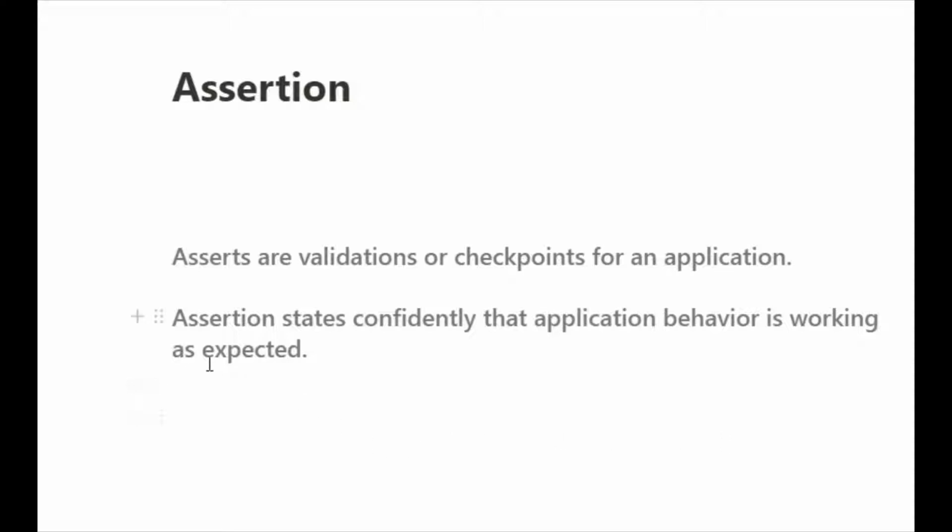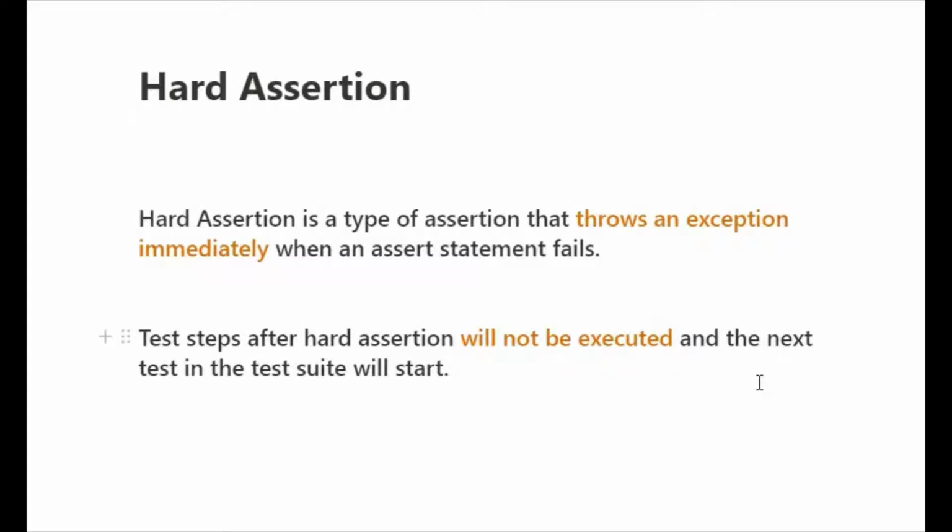If you see the second point, an assertion states confidently that the application behavior is working as expected. So if your assertion passed, it means your test passed. If your assertion failed, it means your test failed. So let's go to the next thing, the hard assertion and soft assertion. A hard assertion is a type of assertion which throws an exception immediately when the assert statement fails.